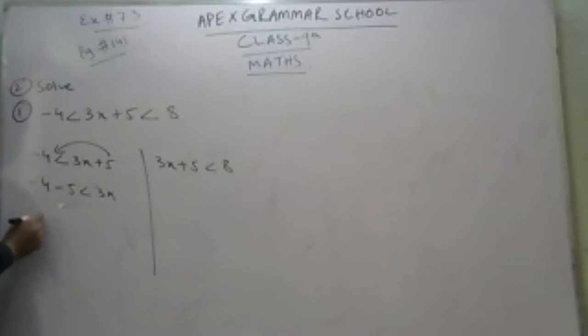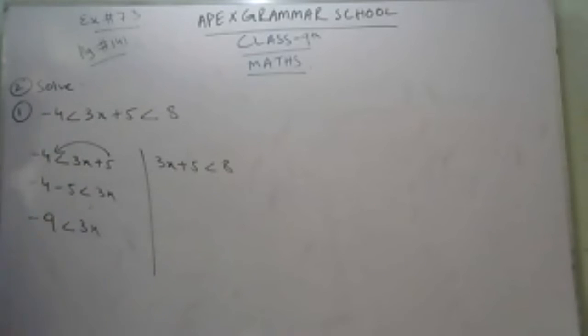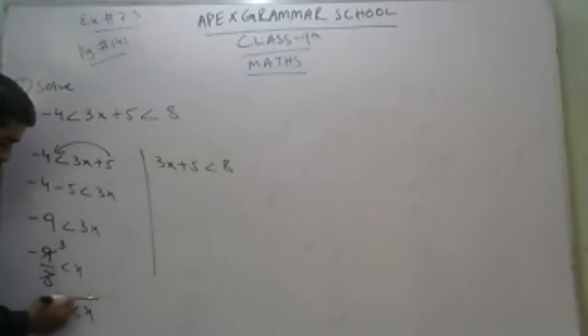-4 and -5 will be -9. Again, this 3x is positive and this sign doesn't change. Still, this 3 will be divided here. -9 divided by 3, so the answer will be -3 less than x.